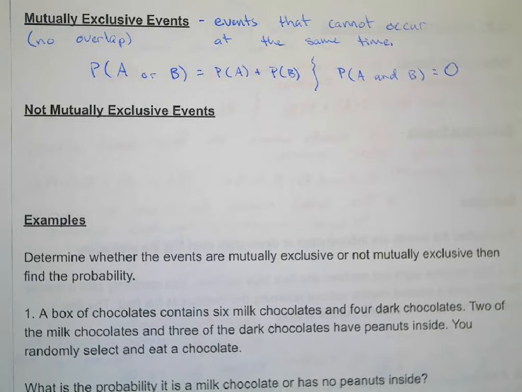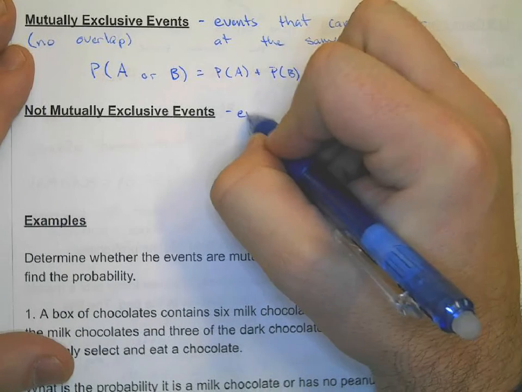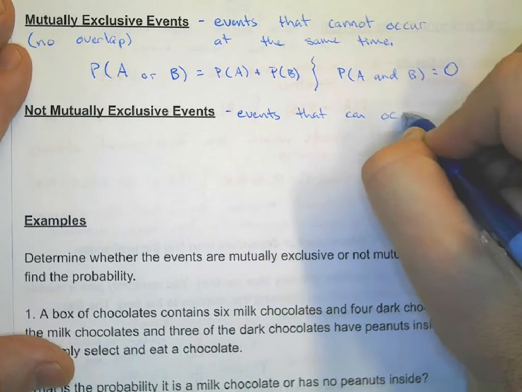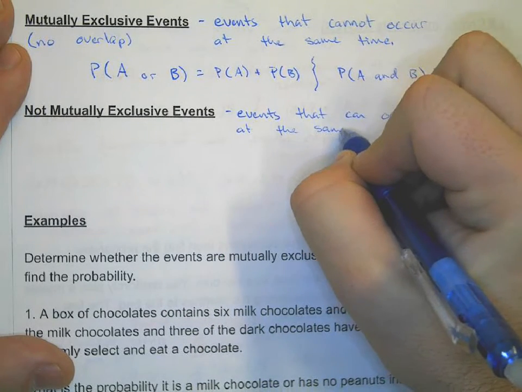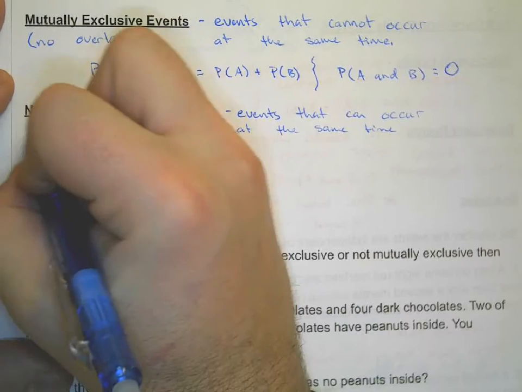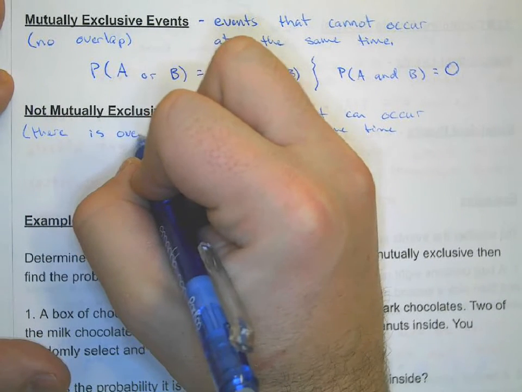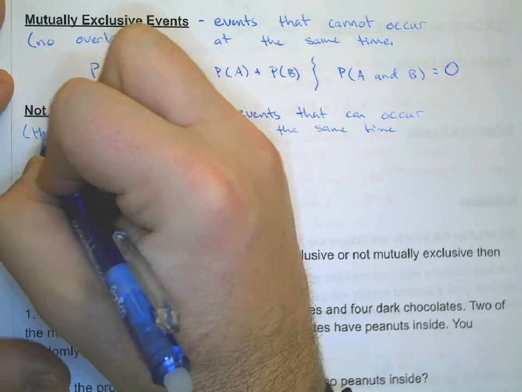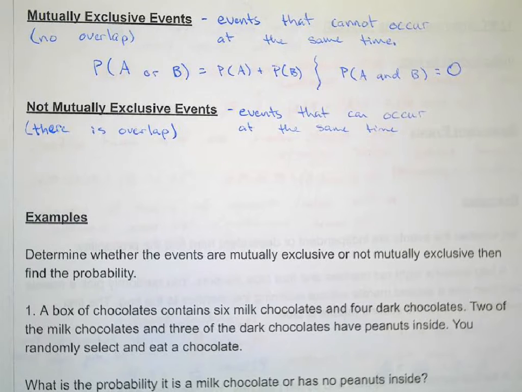So mutually exclusive events are ones that cannot occur at the same time. There's no overlap. And not mutually exclusive events, well, simply the opposite. And there is overlap.